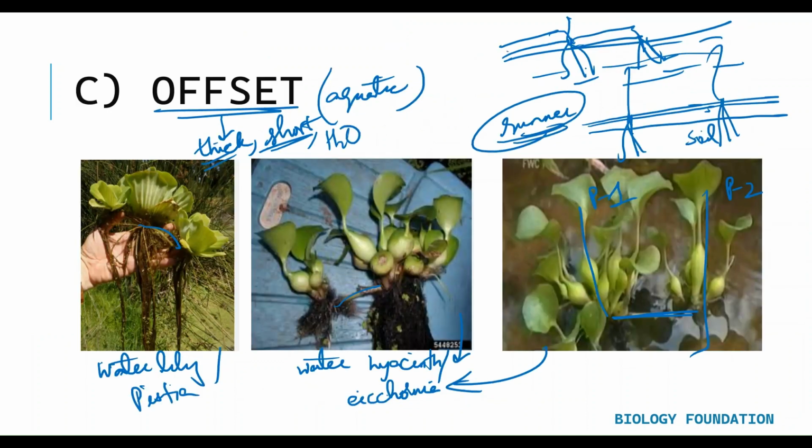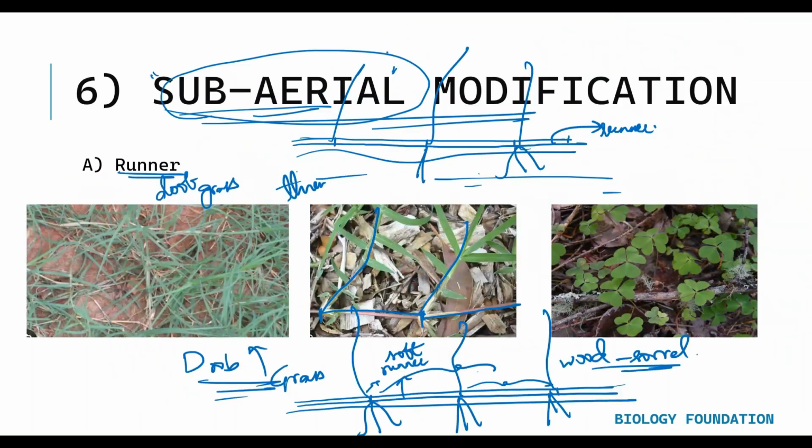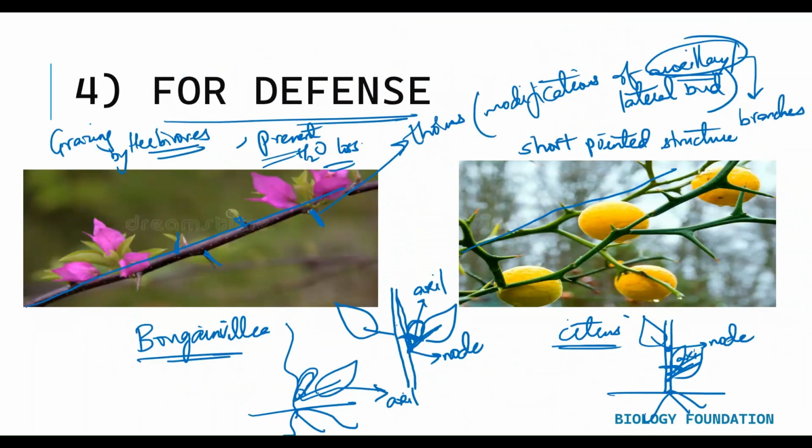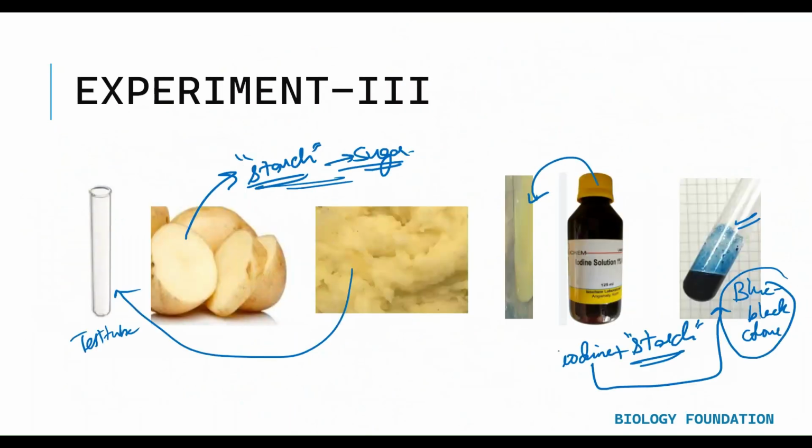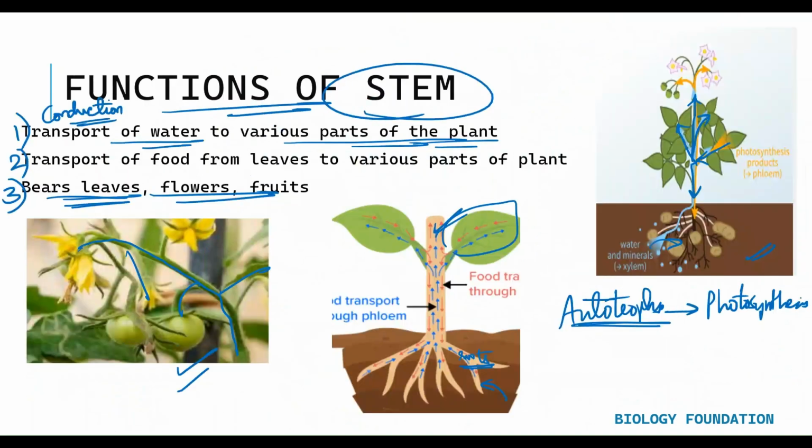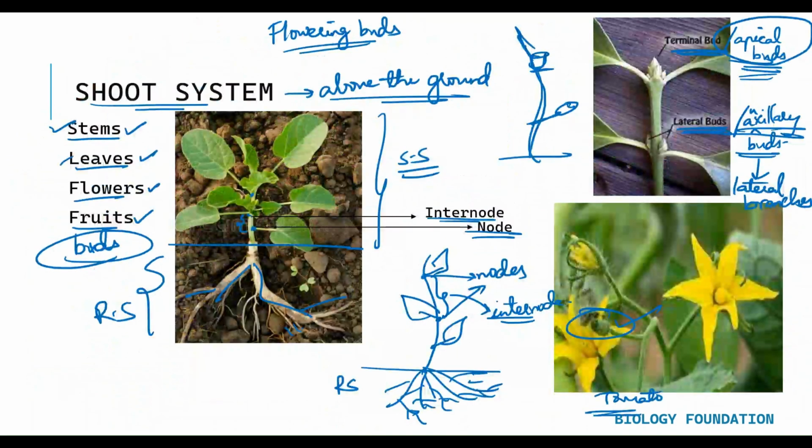Okay. So these are certain modifications that are seen in stem, where normally the shoot system comprises of stems, leaves, flowers, fruits, and buds. Today we discussed in detail about the stem, where in any plant, whether it is a herb, shrub, tree, climber, or creeper, the major function of a stem is transport of water, food, and minerals, and also it bears fruits, flowers. But apart from that, a stem also has buds on it, where these buds are of three types.